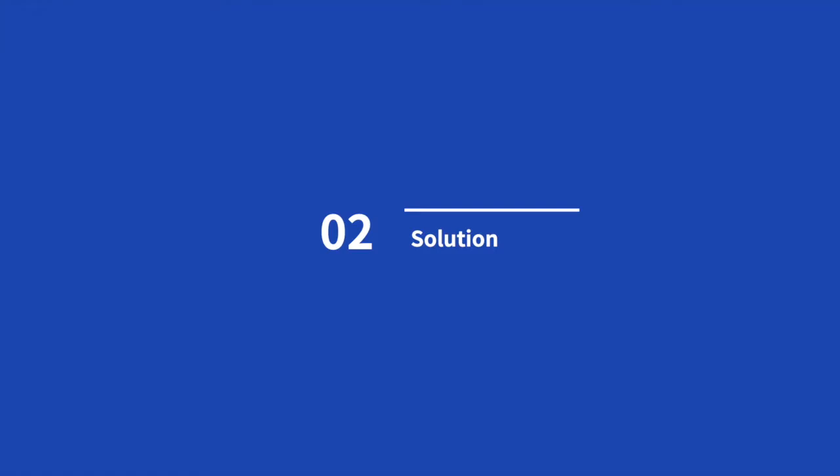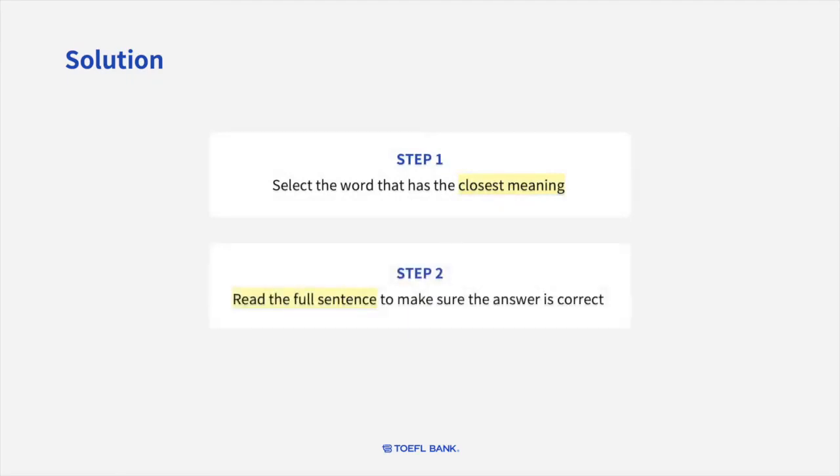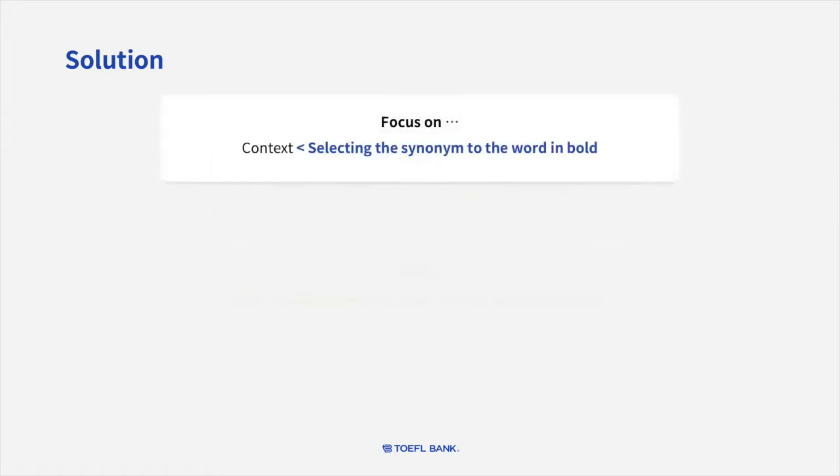On the premise that you've read the passage, first find the word in bold in the passage and select the word that has the closest meaning to it. After you've chosen your answer, read the full sentence to make sure the answer is correct. For questions that ask about a single word, focus on selecting the synonym of the word in bold. Selecting the answer based on context does work, but a quicker and more assured way is to select the synonym. This is because there's a possibility that the context may confuse the way you interpret the word in question.